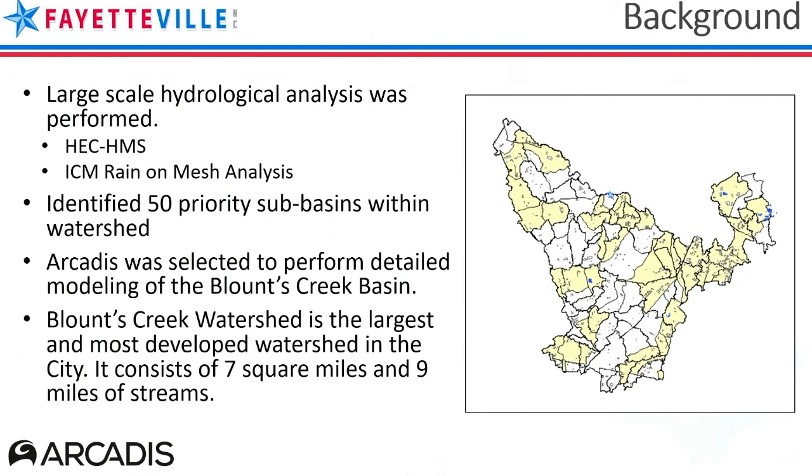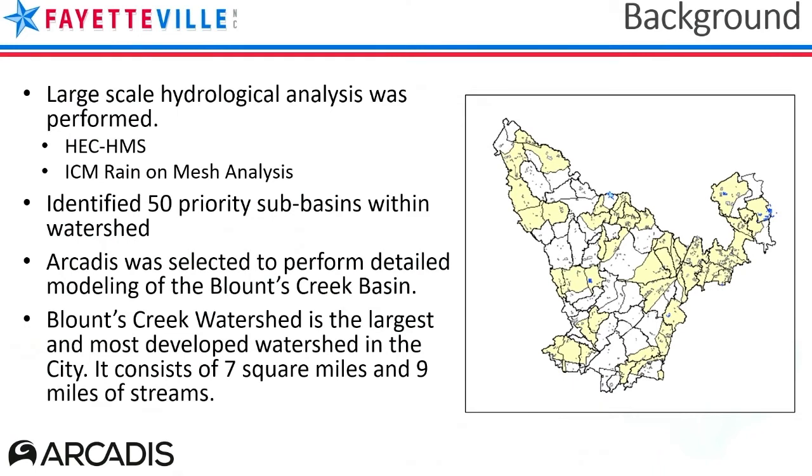Thank you, Alicia. The city's goal of developing a capital improvement plan for the Blunt's Creek watershed requires that the basin be modeled at a detailed level. As Alicia mentioned, Freese and Nichols performed a large-scale model using InfraWorks ICM. This large-scale study was used to identify 50 priority subbasins within the Blunt's Creek watershed.